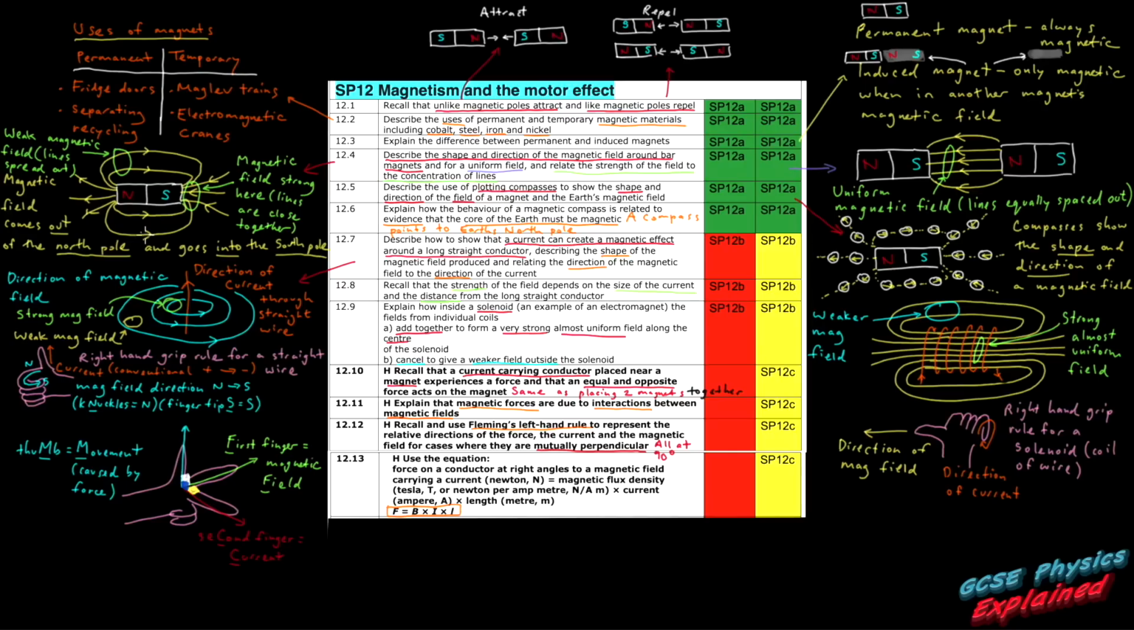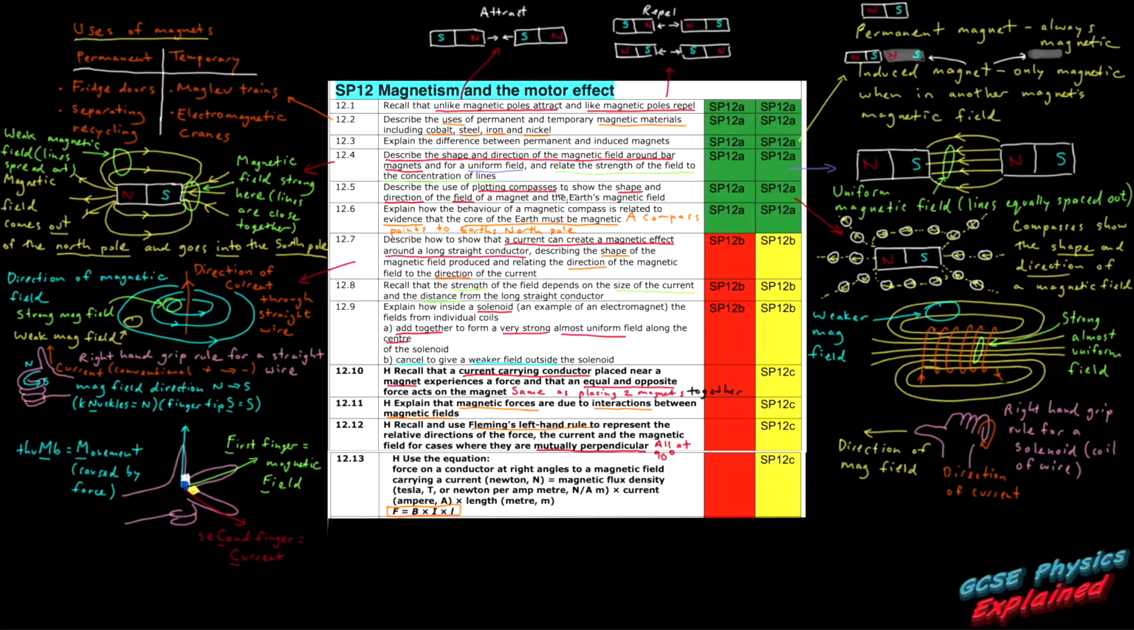We represent the strength of the magnetic field by the lines. And the magnetic fields come out of the North Pole and go into the South Pole. Describe the shape and direction of the magnetic field around a bar magnet and for a uniform field. So for a uniform field, you'd have this plate here and this plate here, which are parallel to each other. And you'd have uniform magnetic field lines equally spaced out, going from the north to the south. Notice around the edges here, it's not quite uniform, so it's just this part right in the middle between the two poles.